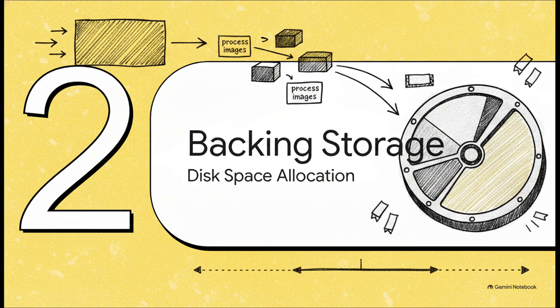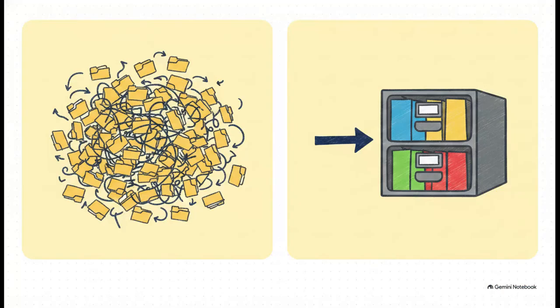Section 2. Where does it go? Backing storage. We've talked a lot about the main memory side of things, but where do these massive process images actually go when they get kicked out of the RAM? They head to the backing storage, our hard disk, which obviously must have enough space to accommodate them.